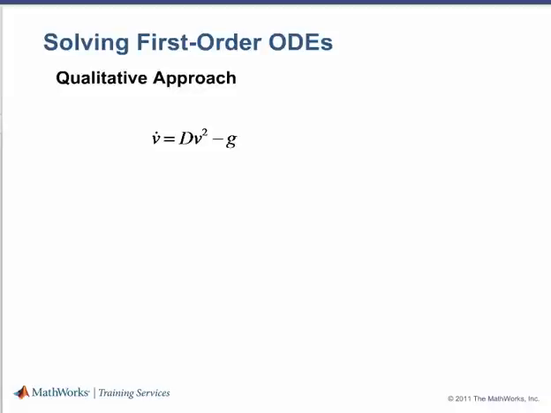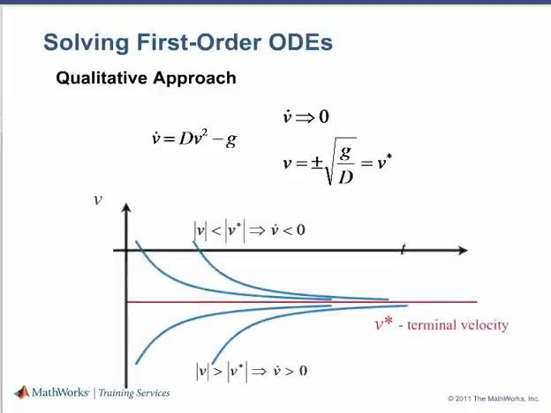We can take a qualitative approach to understand the general behavior of this solution. In this case, by setting the derivative of velocity to 0, we can see that there is an equilibrium solution, v star, at plus or minus the square root of g over d. We can then sketch the possible solutions.